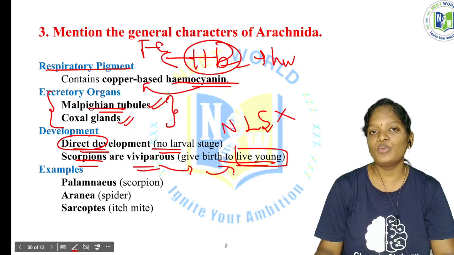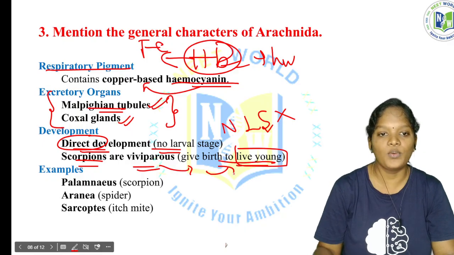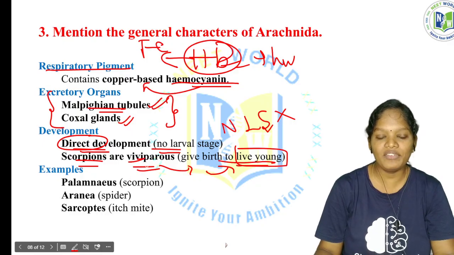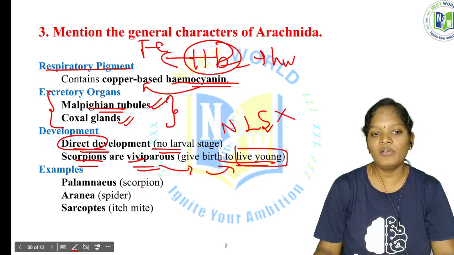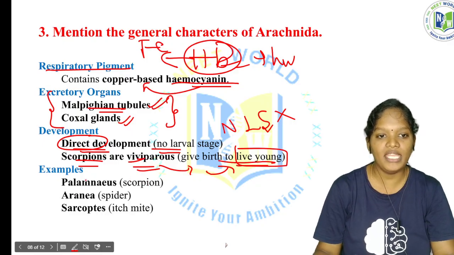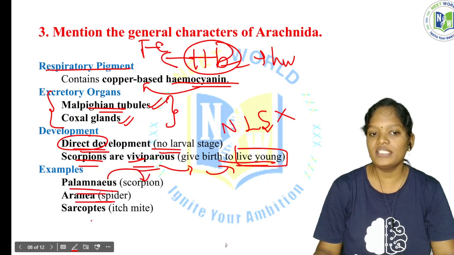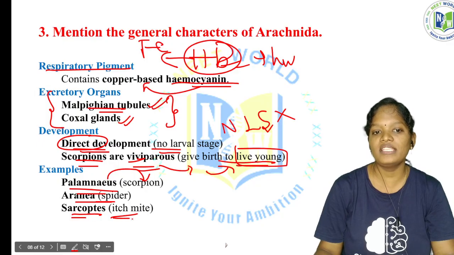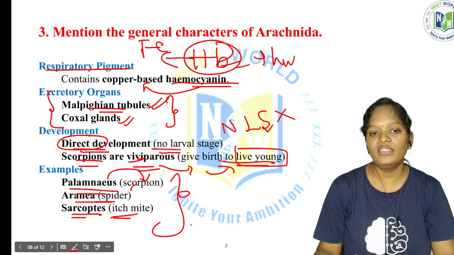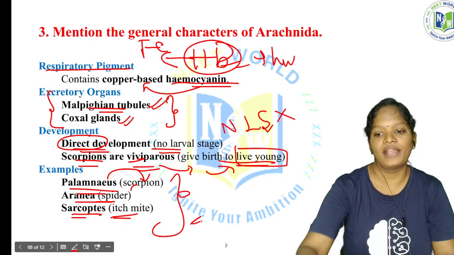Directly it gives rise to young ones. It lays the young ones. That's what viviparous means. Some of the other examples for arachnids are the Platyhelminthes, that is nothing but a scorpion, Araenia, that is a spider, and Scorcopes, that is a mite. So these are all the things coming under the class Arachnida.